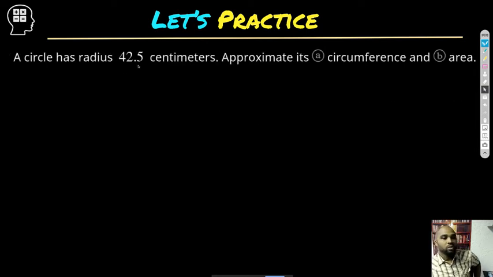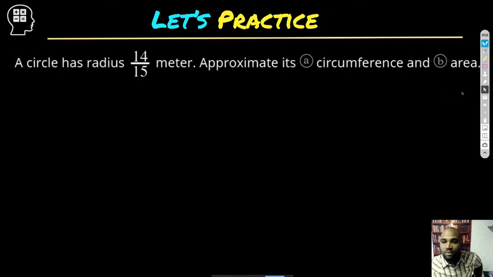All right, a circle has a radius of 42.5 centimeters. Wow, that's a pretty big fraction. So what are we going to do? Well, we're going to do the same thing. Oh, you know what? I did not do the area of that last one. Thank you for that reminder. All right, so we didn't do the area, so let's go back and keep the same number.